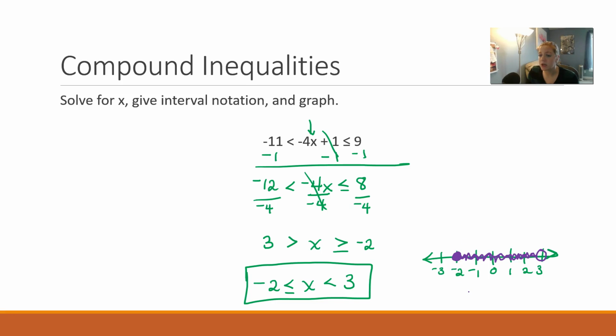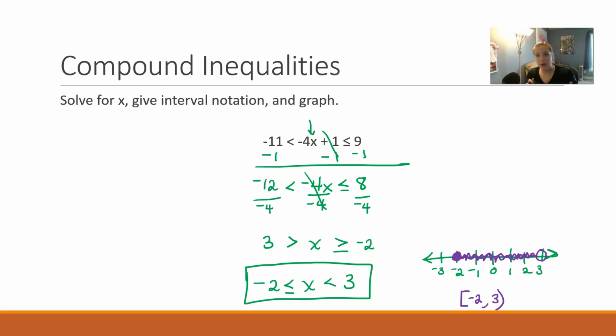Now, we're going to go ahead and write the interval notation. So where does it start? It starts at -2, so I'm going to draw a bracket at -2, and it goes to +3. Notice it does not include +3, so we're going to do parentheses around that. So we've drawn the interval notation and graphed it.